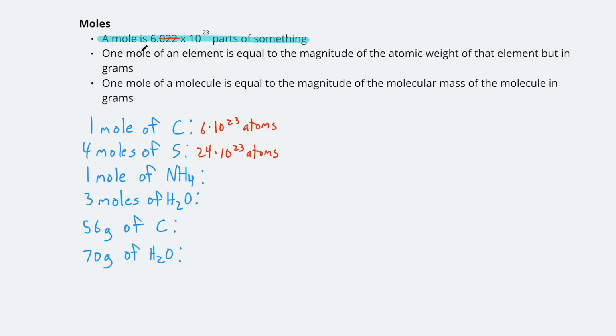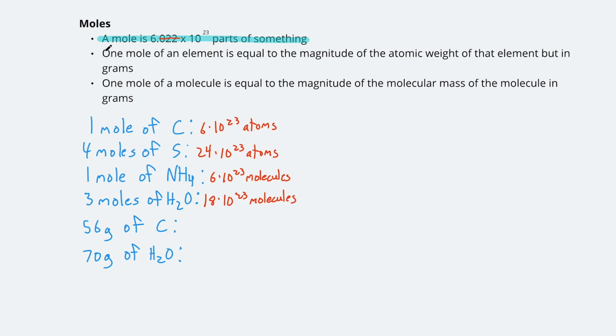The next 2 examples are the exact same thing, but we're applying it to entire molecules. So 1 mole of a molecule of NH4 means that we have 6 times 10 to the 23 molecules of NH4. And then if we have 3 moles of H2O, that means that we have 18 times 10 to the 23 molecules of H2O. Again, all we're doing is multiplying the number of moles by Avogadro's number.